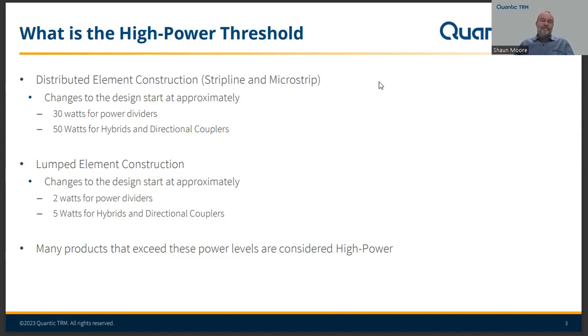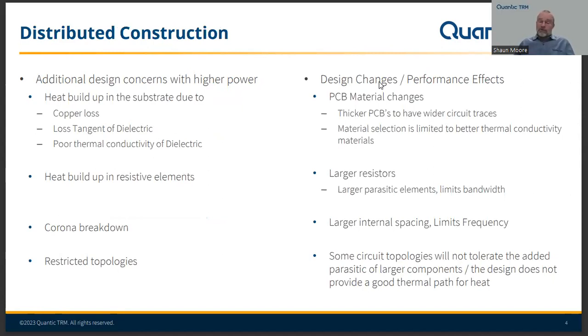So then when products exceed the threshold, what does that mean from a design or a construction perspective? Sure. So for distributed constructions, and this is for microstrip and strip line, there are things that we need to start thinking about. This slide is set up so that things on the left-hand side are what happens and what you need to be aware of, and things on the right-hand side talk about what changes need to be made.